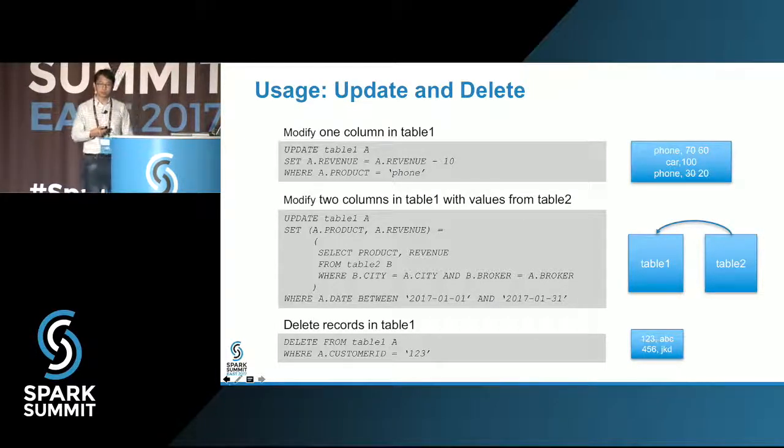I provide 3 examples here. First one is to modify one column, filtering on product equal to phone. Second one is we update 2 columns in table 1 using the join result of these 2 tables. So you can perform a subquery and then update the first table. Third one is to delete all the records which have the customer ID equal to 123.